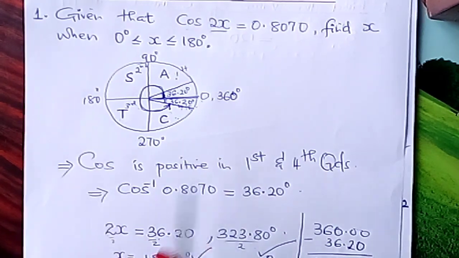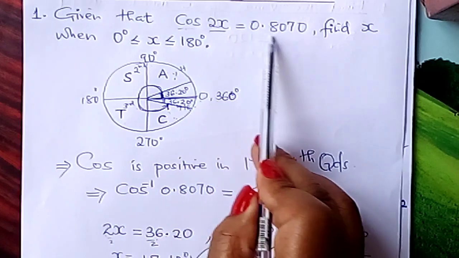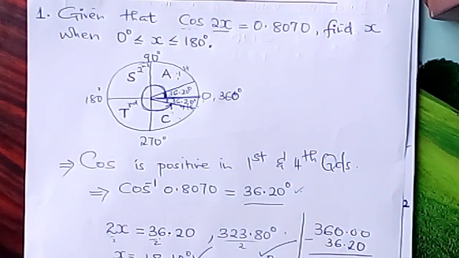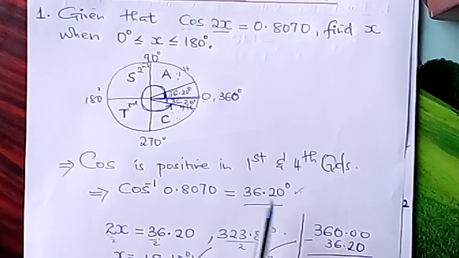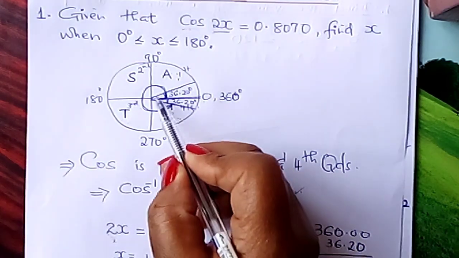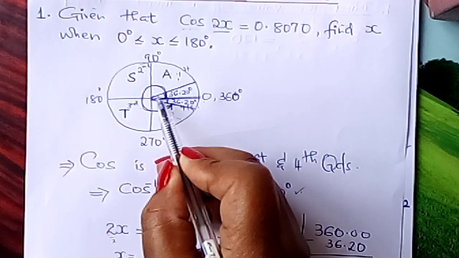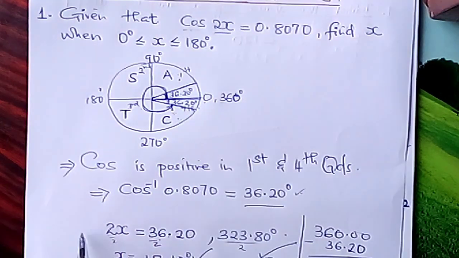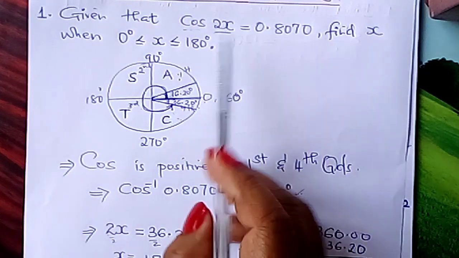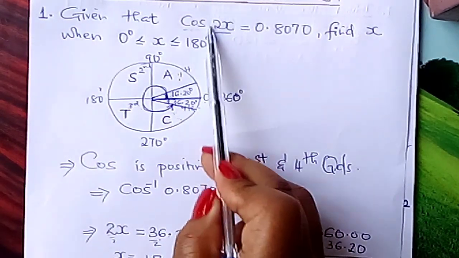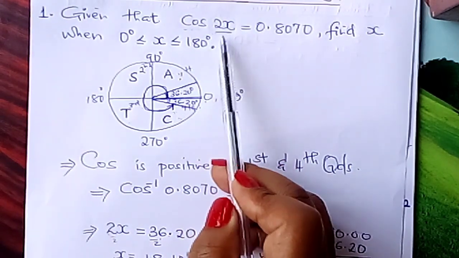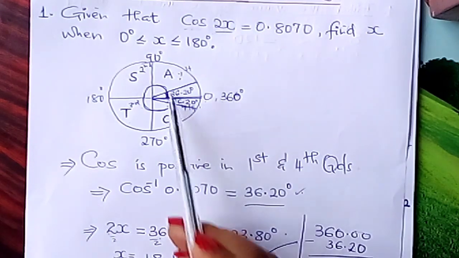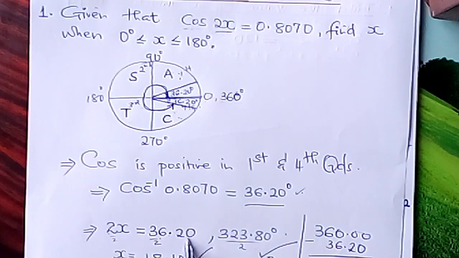The second step, learner, you look for cos inverse of this decimal. You get it there, the acute angle. From there, learner, you go with this acute angle, you fix it along this horizontal on the first quadrant, on the fourth. And so from there, you ask yourself, my angle which is 2x in this case is what in the first quadrant? It is 36.20.